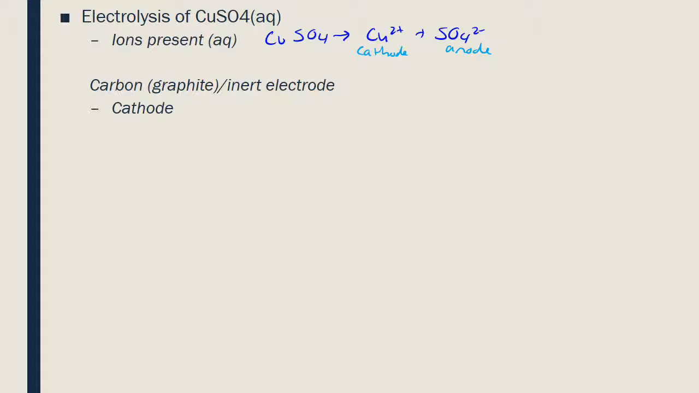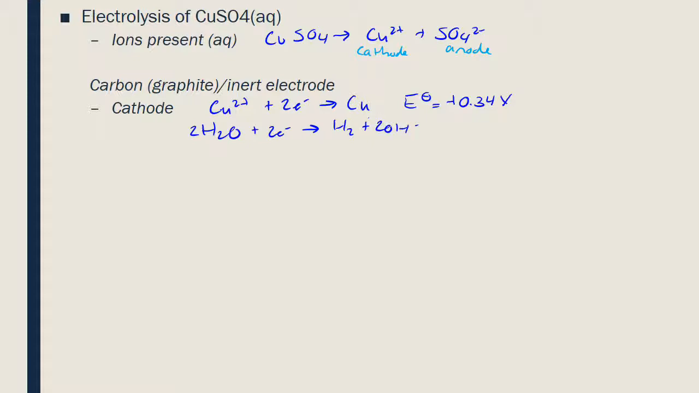So what's happening at the cathode? Here we have our Cu2+. It's going to be reduced by accepting 2 electrons to make pure copper. That has an E theta value of positive 0.34 volts. Water is also present, so as we know, water has the capability of being reduced, and it produces H2 and OH minus. This has an E theta value of negative 0.83 volts.